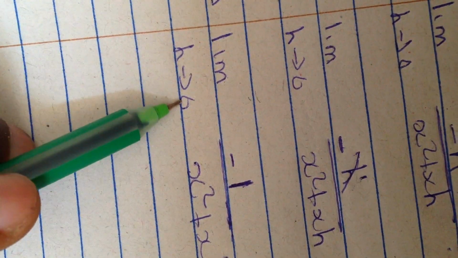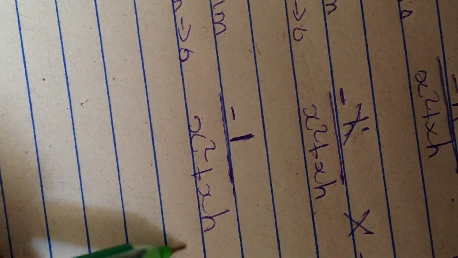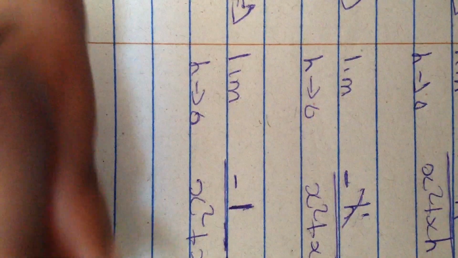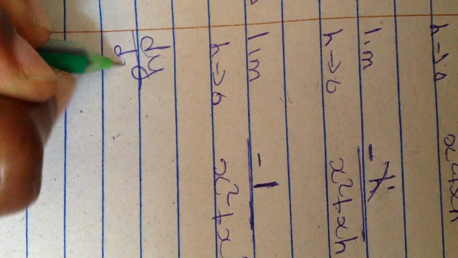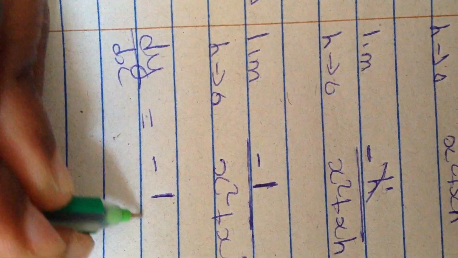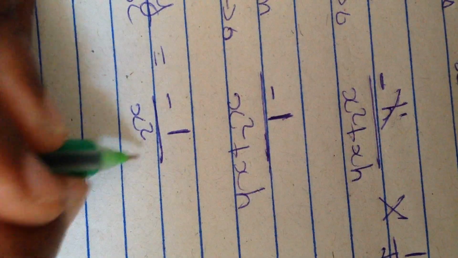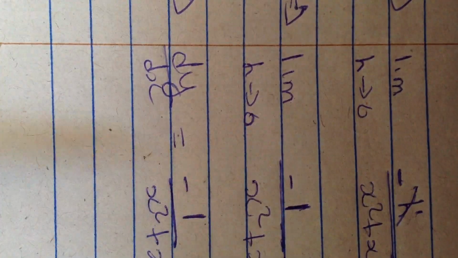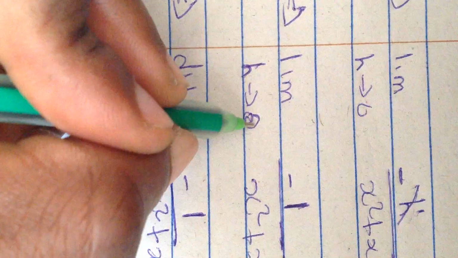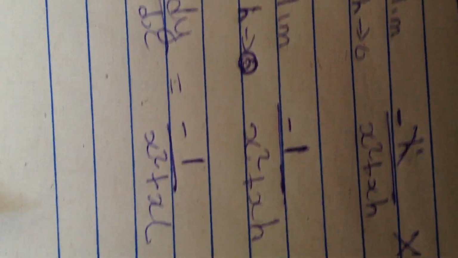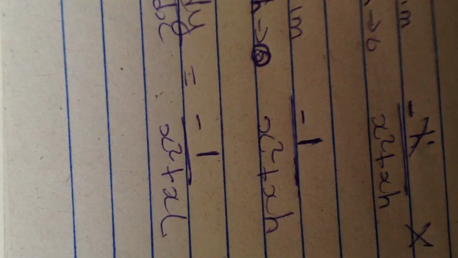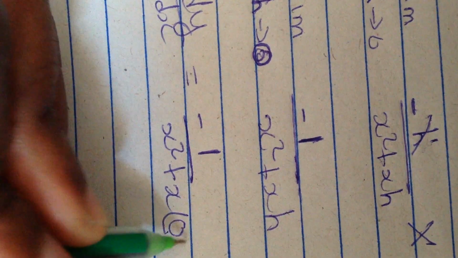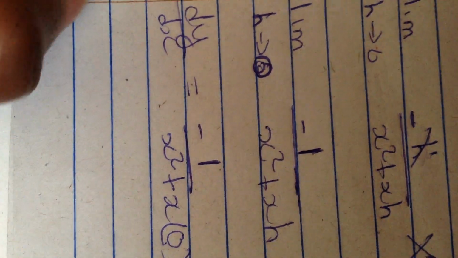When you reach this stage now, guys, the limit says that as h approaches 0. So where there is h, we substitute with 0. So dy dx is equal to negative 1 over x squared plus x open bracket as h approaches 0. This is 0, guys, so don't think that maybe it's 6 or something. My handwriting, guys, it's bad, but I will try by all means to improve. Okay, so where there is h here, we replace with 0.